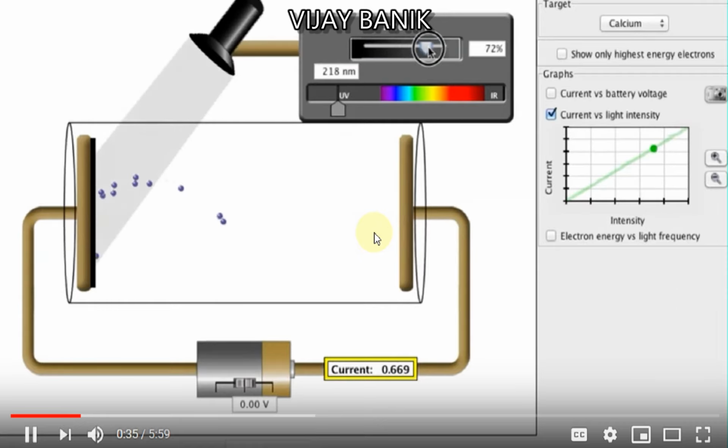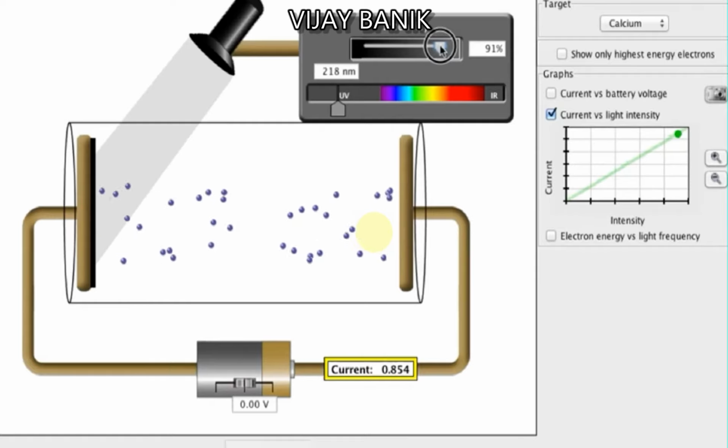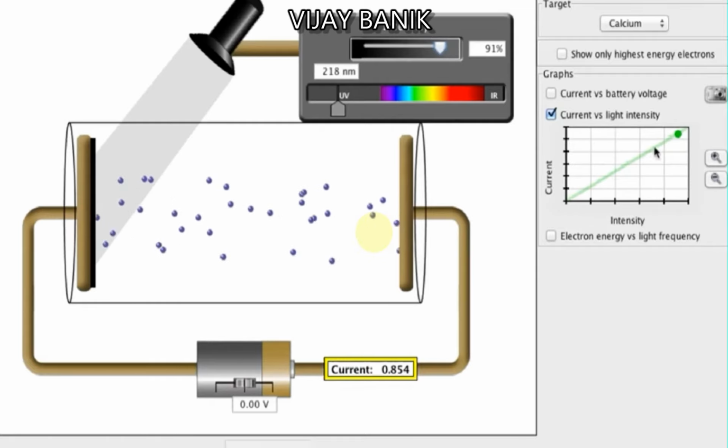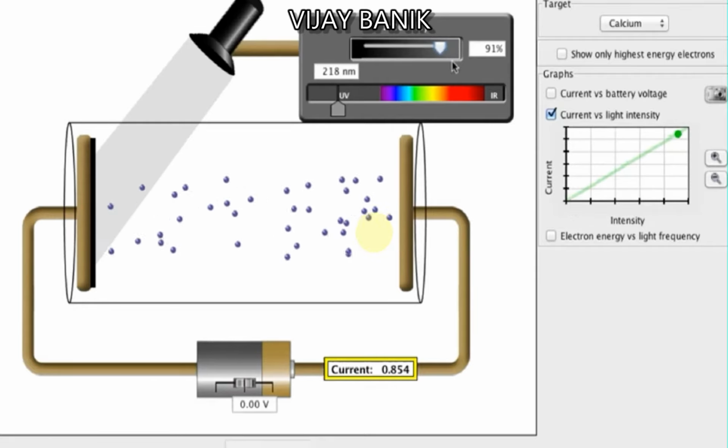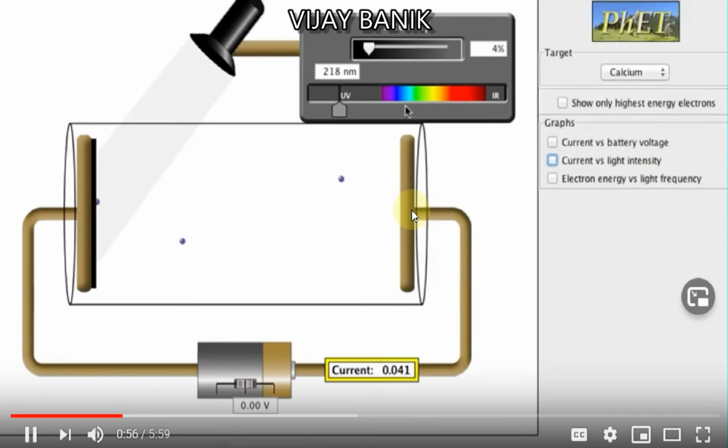So a brighter light creates a larger current, which means more electrons ejected from the metal. You'll notice it's a linear relationship that goes through zero. So no matter how low the intensity is, as long as you're not at zero, you'll still have some electrons being ejected from the metal. The second thing that you need to know is that these electrons ejected from the metal have a certain amount of energy. That energy was determined by using a voltage source.